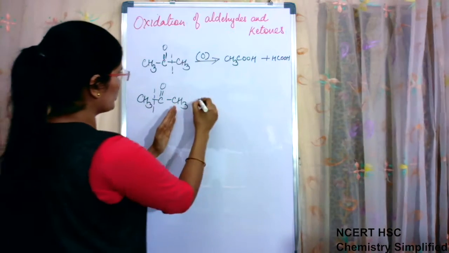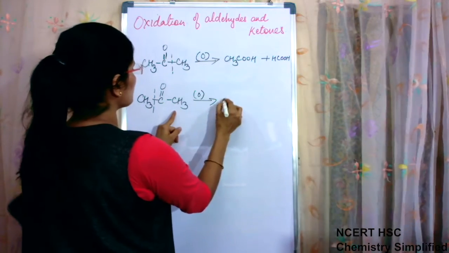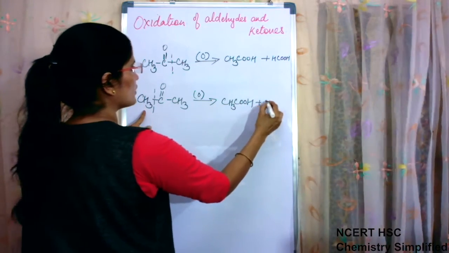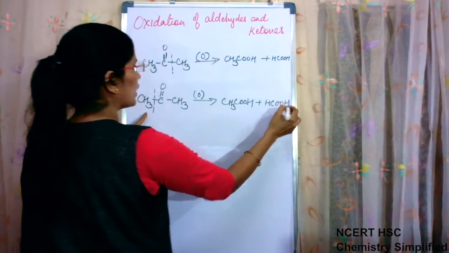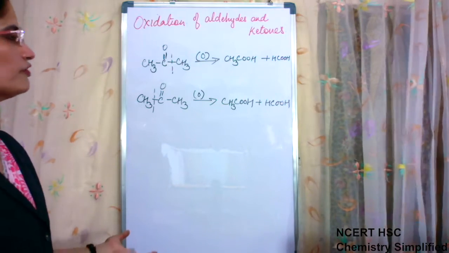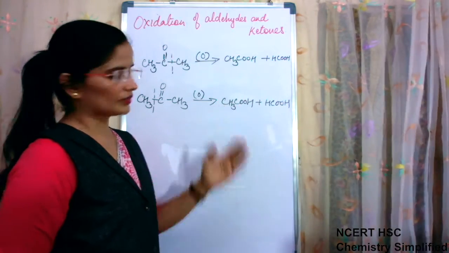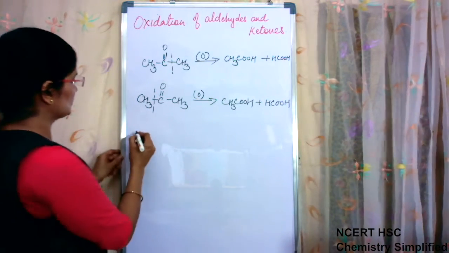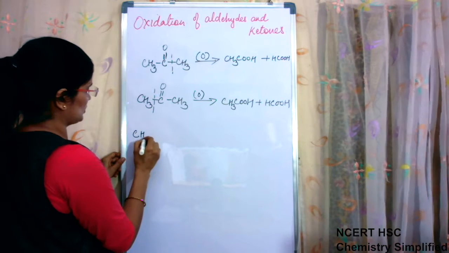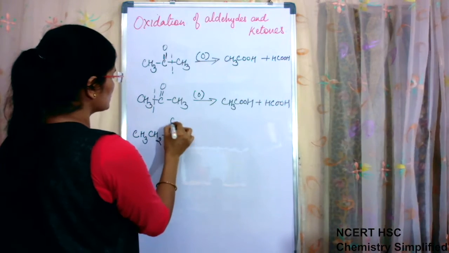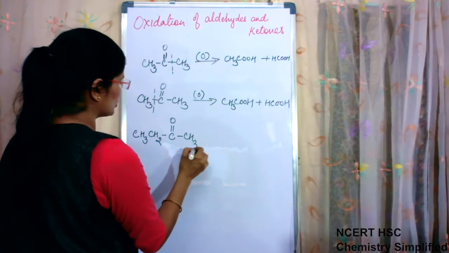So this molecule on oxidation will form CH3COOH and the remaining part will form HCOOH. So for symmetrical molecules, the type of product formed will be the same. But if the molecules are not symmetrical, if I make CH3, CH2, C double bond O, CH3.